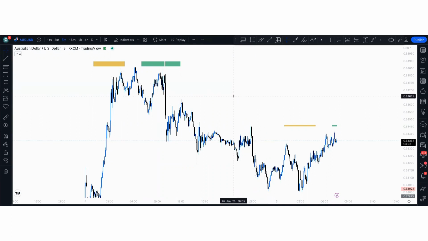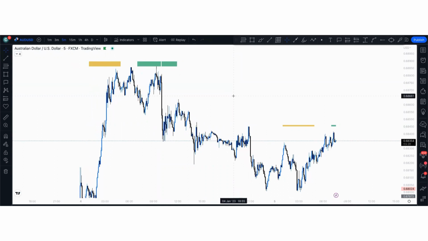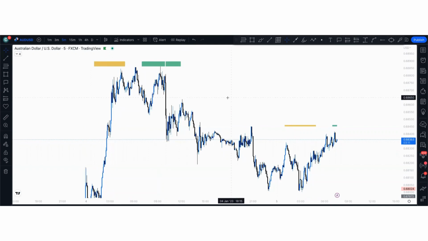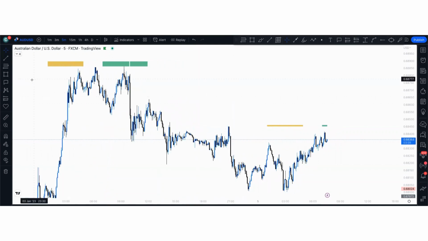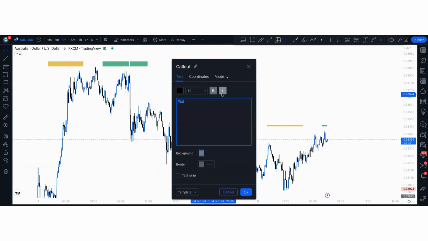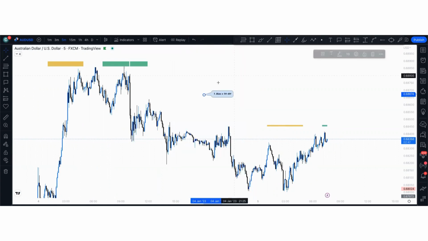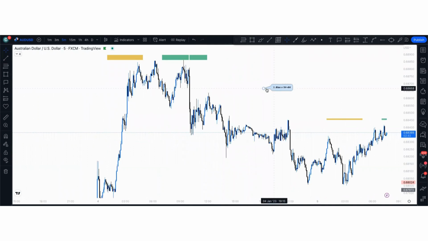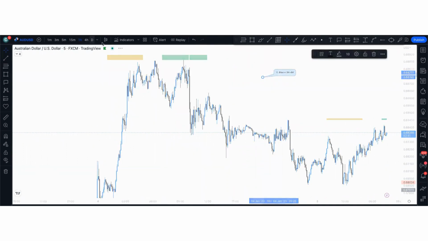So let's start. Many of us are really confused about the fake change of character and the real change of character. So how do we spot that one? First of all, number one is you need to know your bias. To get your bias, you always check a higher time frame. For me, it's the 1 hour to 4 hour time frame. In this example, let me check the 1 hour.